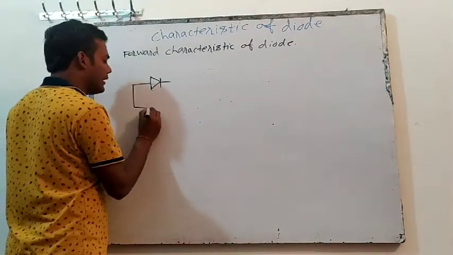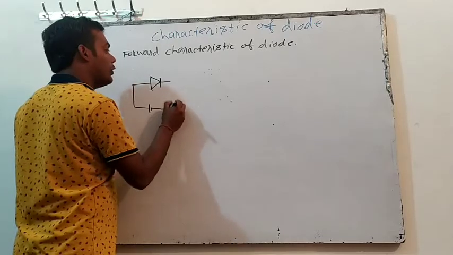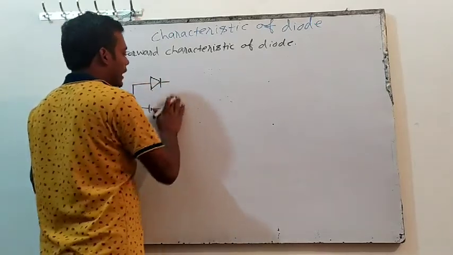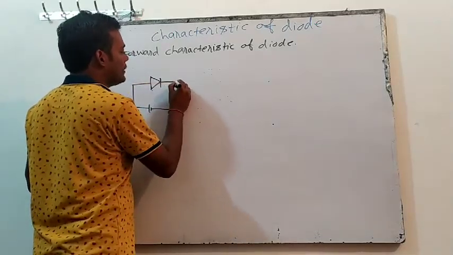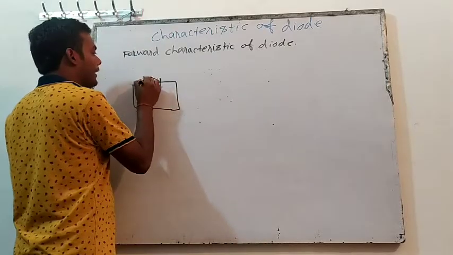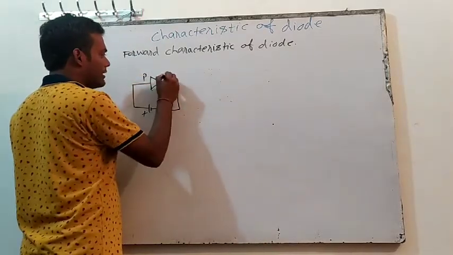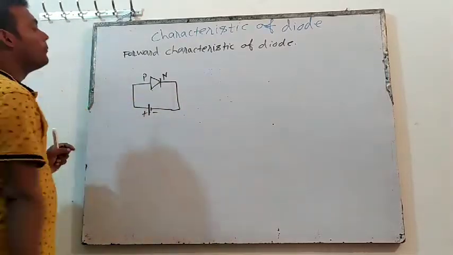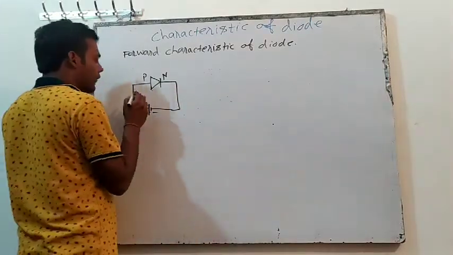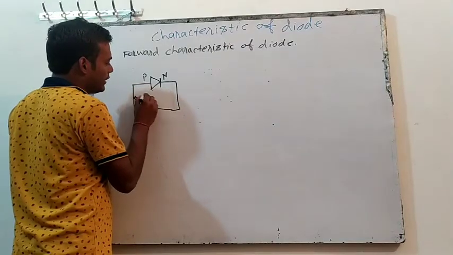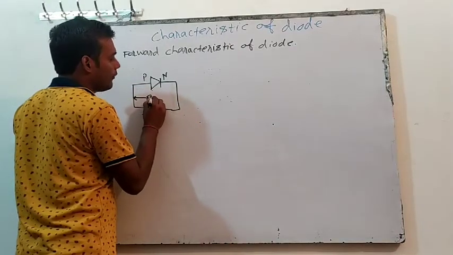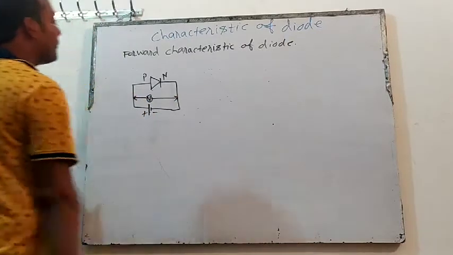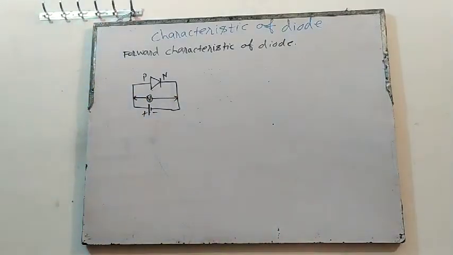And I will connect it in a forward manner. Now you know how to connect any diode in forward biasing: the P side with the positive and the N side of the diode with the negative. So now we have connected it in forward bias mode. Now I will connect a voltmeter in parallel. The voltmeter will measure the voltage.